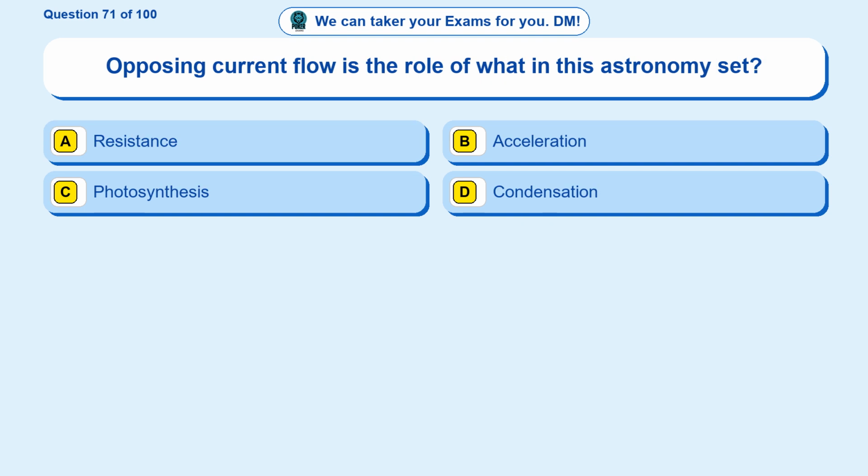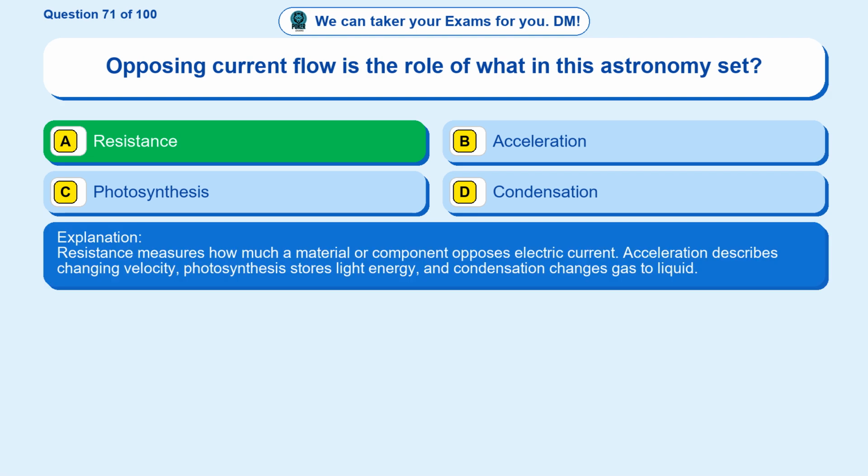Question 71. Opposing current flow is the role of what in this astronomy set? Option A, resistance. Option B, acceleration. Option C, photosynthesis. Option D, condensation. The correct answer is option A. Resistance. Resistance measures how much a material or component opposes electric current. Acceleration describes changing velocity, photosynthesis stores light energy, and condensation changes gas to liquid.